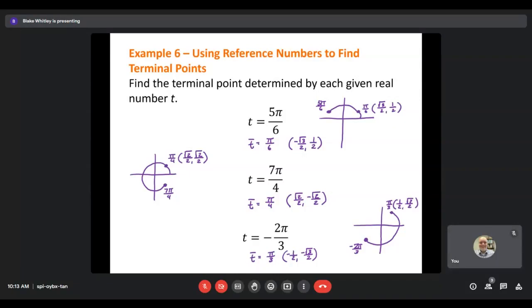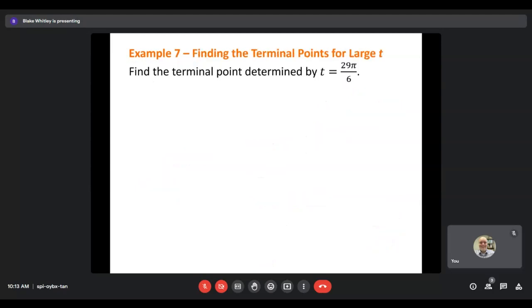So again, just to reiterate those steps: identify where the original value is, find its reference number, find the ordered pair at your reference number, and then adjust the signs based off the quadrant that you're in. All right, so example 7, we want to find the terminal point determined by this t-value.